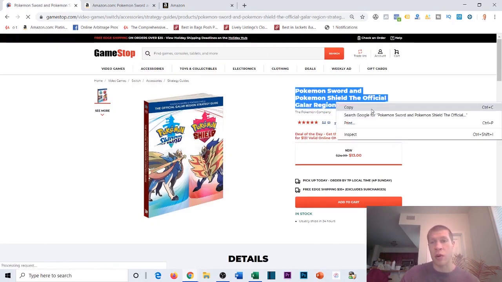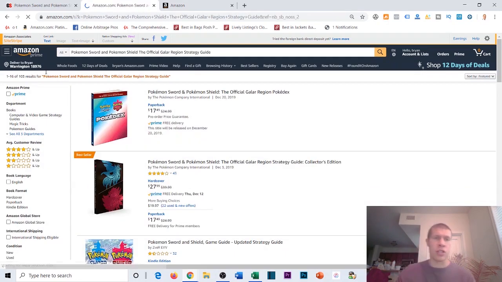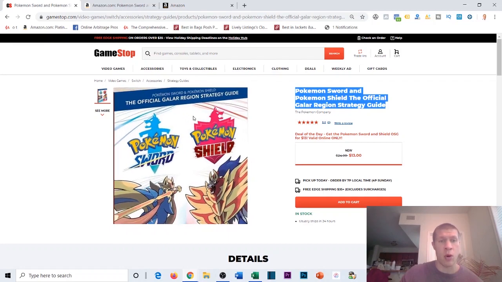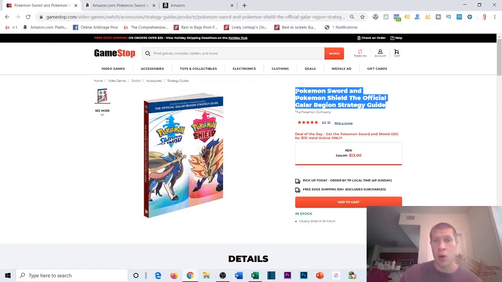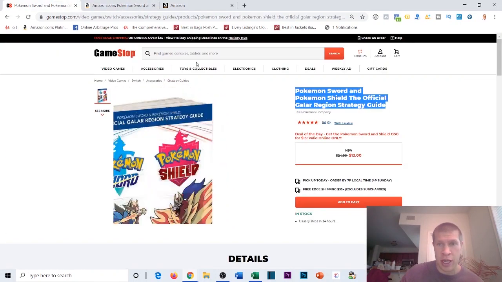If I take this one going in right here, and I also paste this into Amazon Seller Central, well, here's the book, right? It looks relatively similar. We got Pokemon Sword, Pokemon Shield book, Pokemon Sword and Pokemon Shield book, the official region strategy guide. That's the same thing, right?